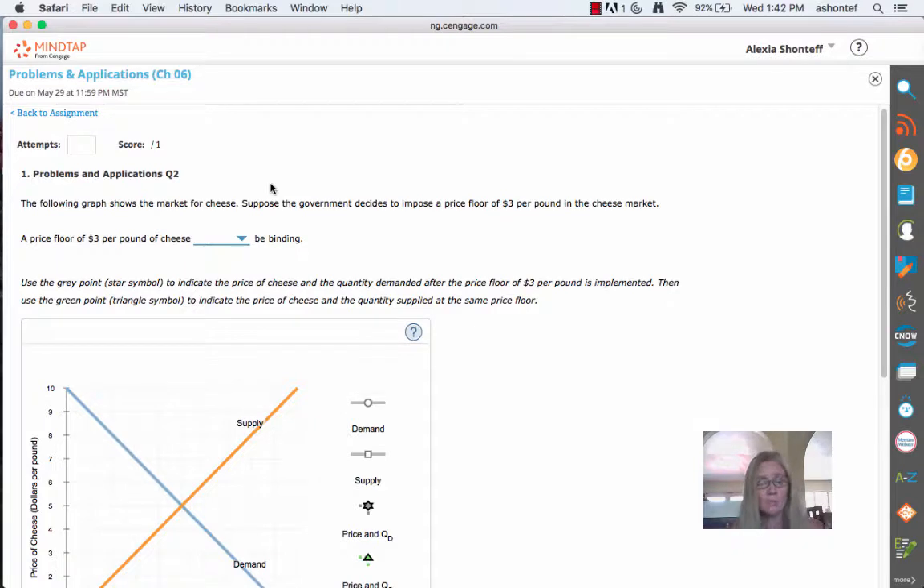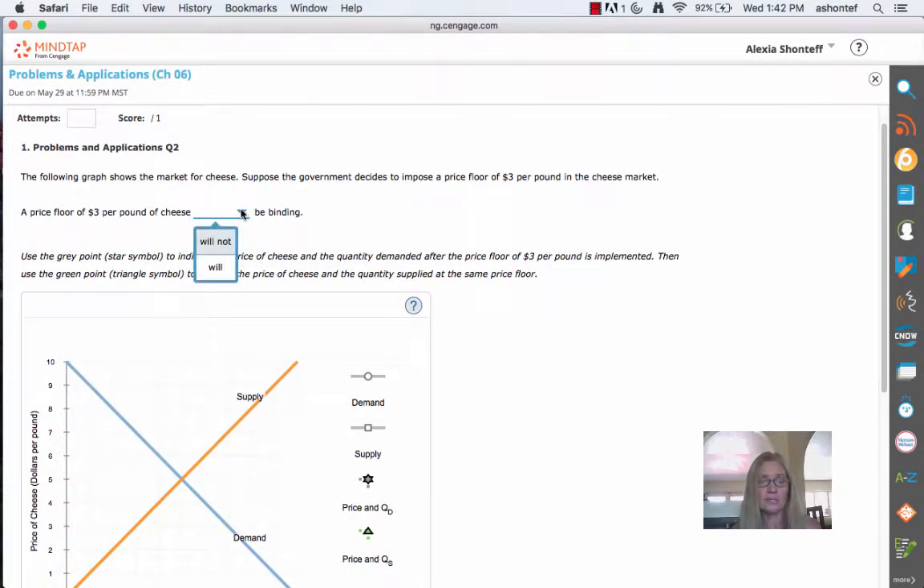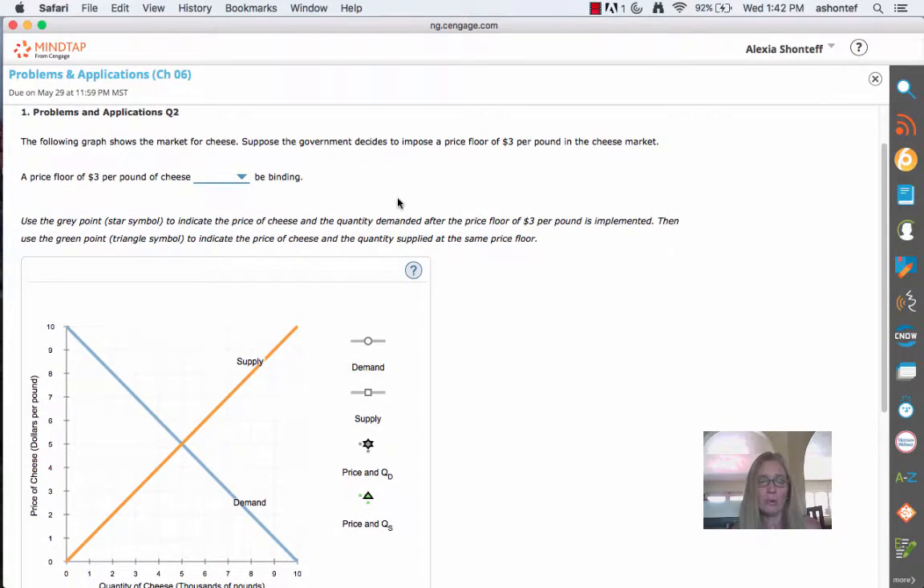So question number 1 asks, the following graph shows the market for cheese. Suppose the government decides to impose a price floor of $3 per pound in the cheese market. A price floor of $3 per pound of cheese, we'll say blank, will not or will be a binding price floor.